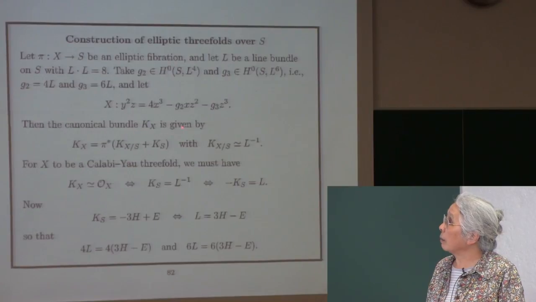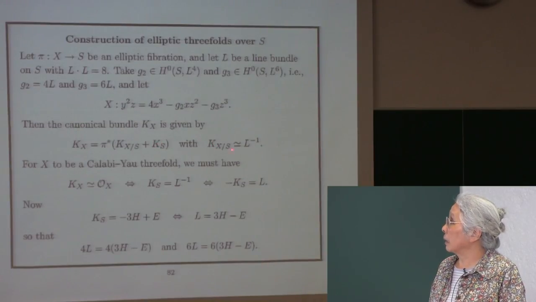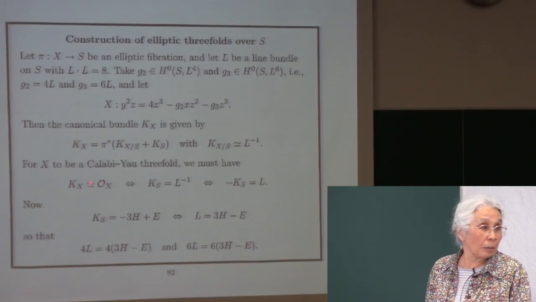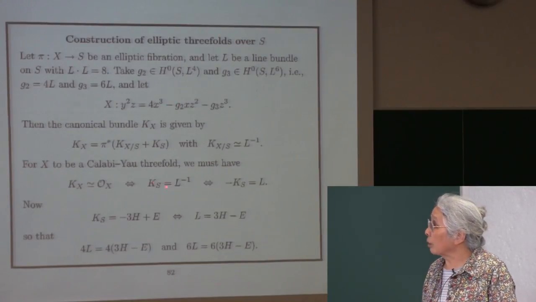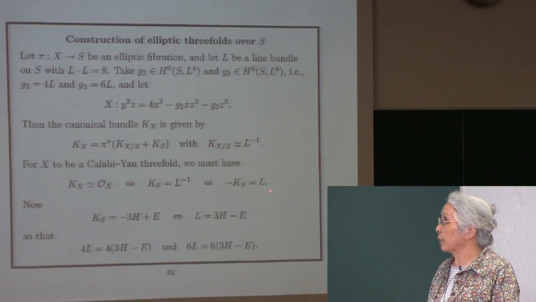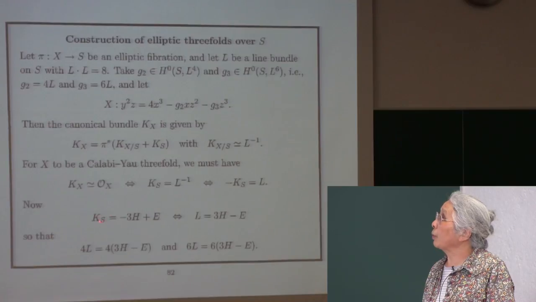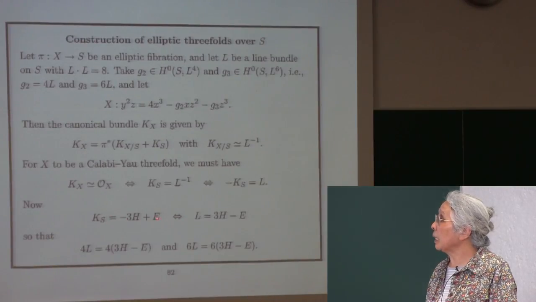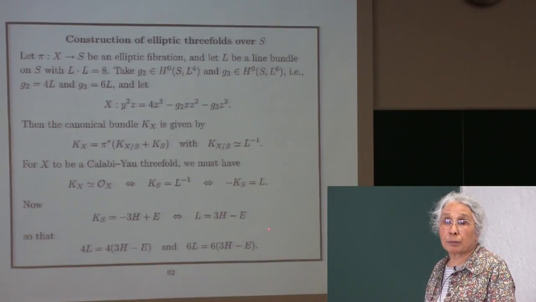Then you can compute the relative canonical bundle together with S, and this is K_S plus L. For X to be Calabi-Yau, this is the Calabi-Yau condition: the canonical bundle has to be trivial. If you impose this condition, K_S has to be minus L, which is equivalent to L being the anti-canonical bundle of S. And K_S we computed before: it's minus 3H plus E. So L is 3H minus E, where H was the line and E is the exceptional divisor.